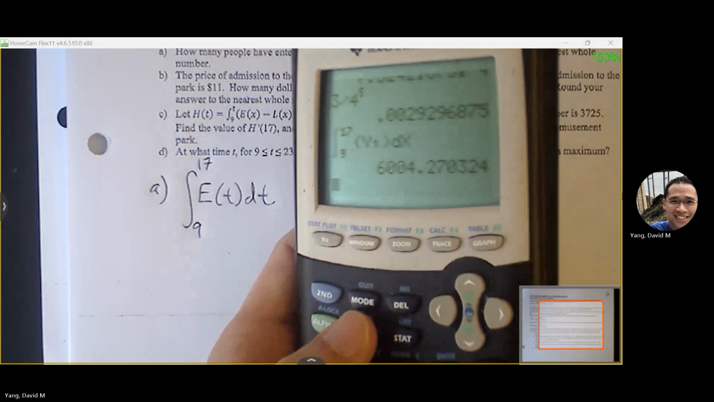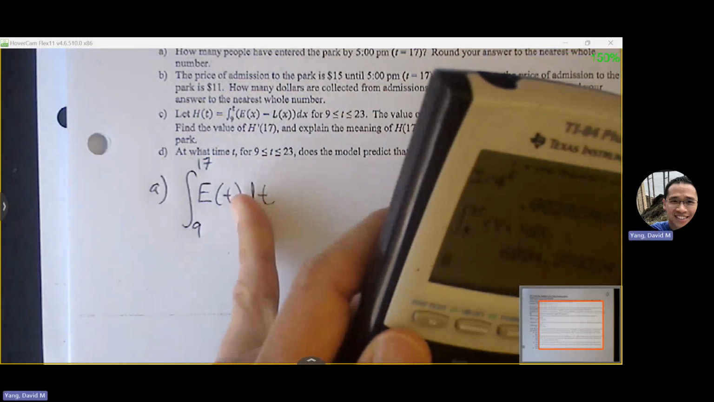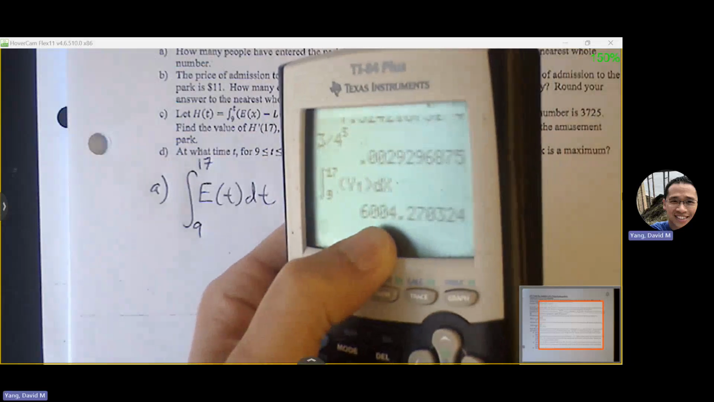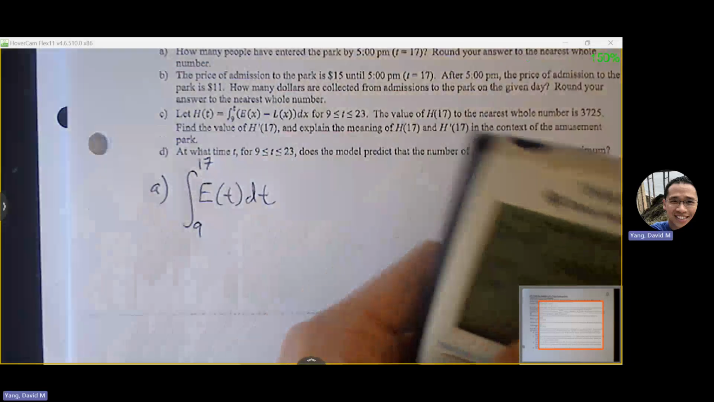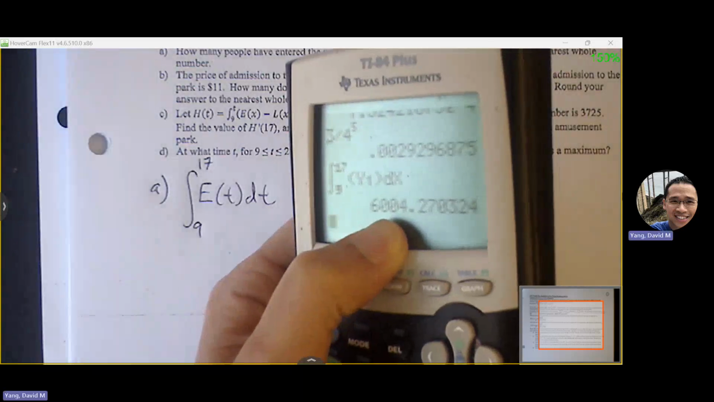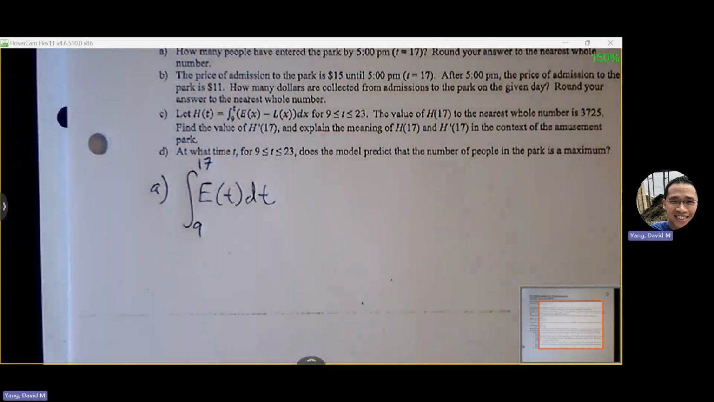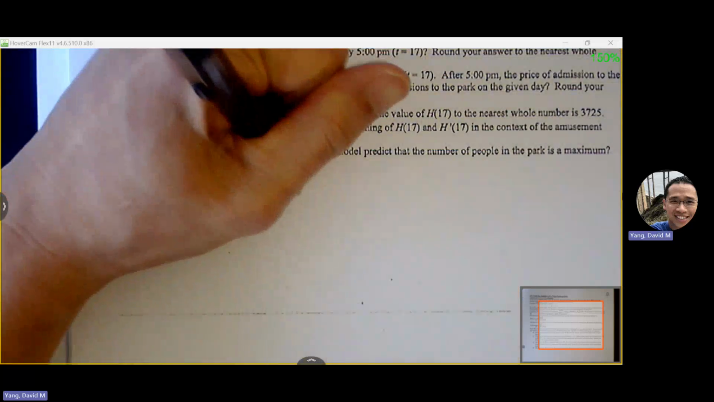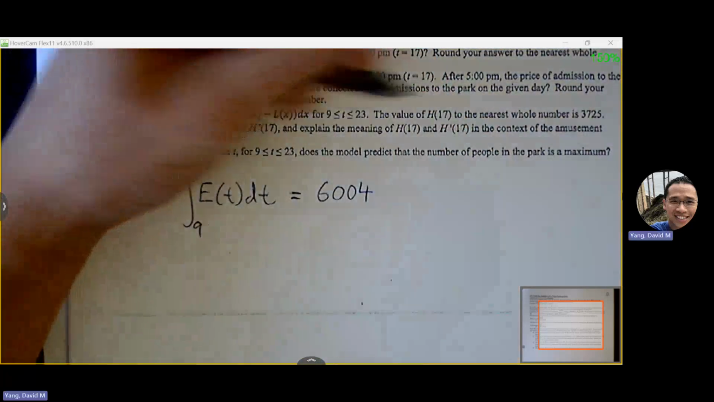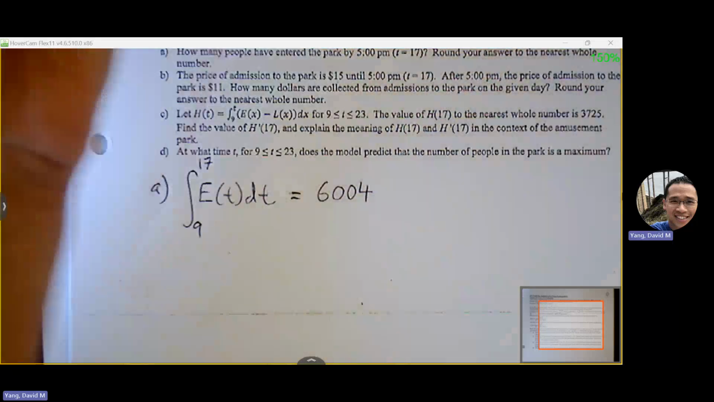So we started with people per hour. After the integral, we're accumulating that rate over this 8-hour period. And so we're able to see that this tells us, according to this model, 6,004 people would have entered the park by 5 p.m., or between 9 and 5 p.m.